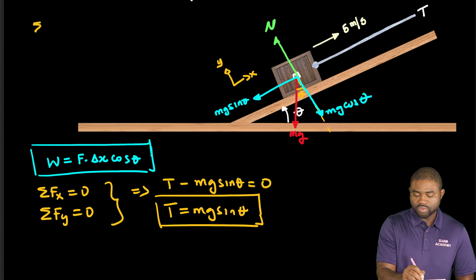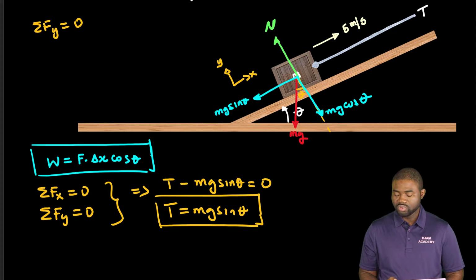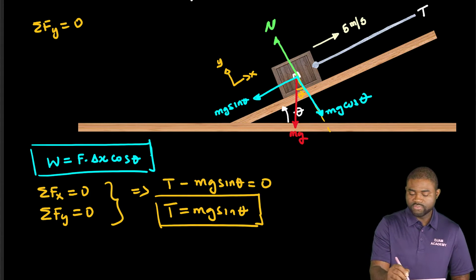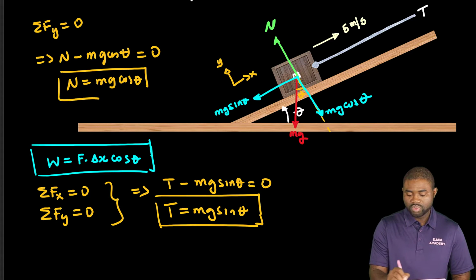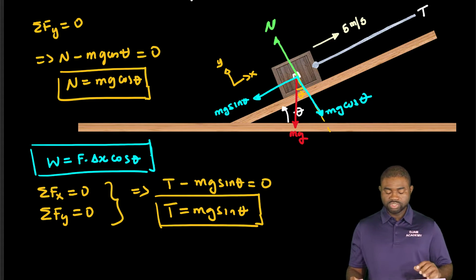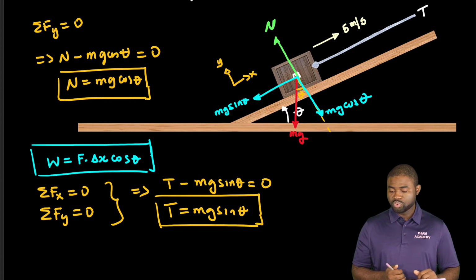Similarly, the sum of forces along the y direction will be equal to 0. What that implies is that N minus mg cosine theta is equal to 0, which means that N is equal to mg cosine theta. Now, you need to ask yourself what force is responsible for pulling the crate upwards. The force that pulls the crate upward is the tension in the string.